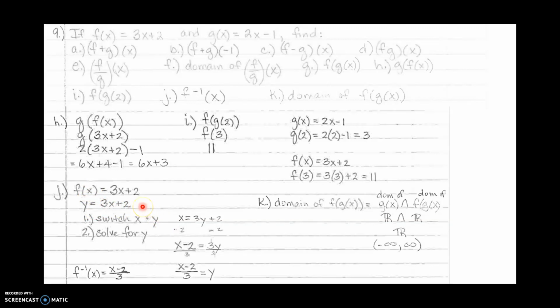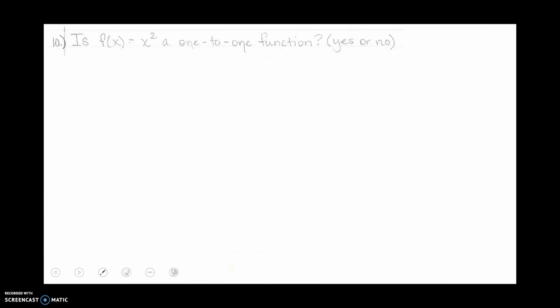So step number 1, switch x and y. That would be x equals 3y plus 2. Then step number 2, I need to solve for y. I need to get y by itself. So let's subtract 2 from both sides. That'll be x minus 2 equals 3y. Then to get y by itself, let's divide both sides by 3. So that would be (x minus 2) over 3 is equal to y. That's going to be our inverse function.